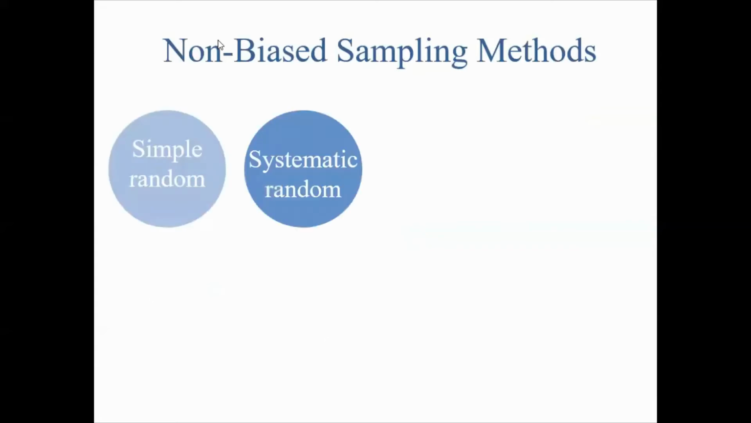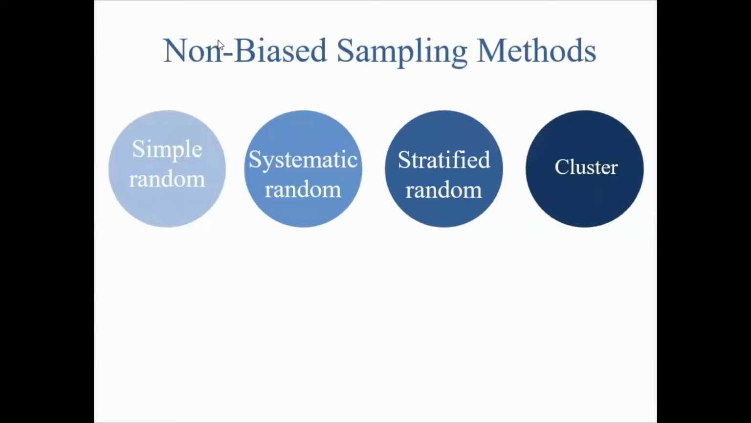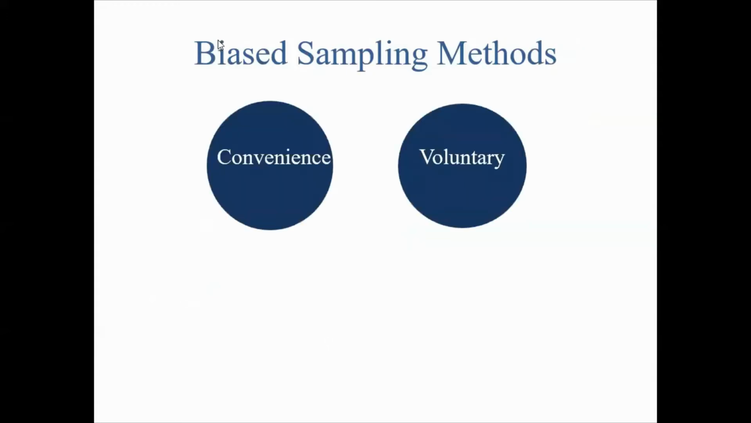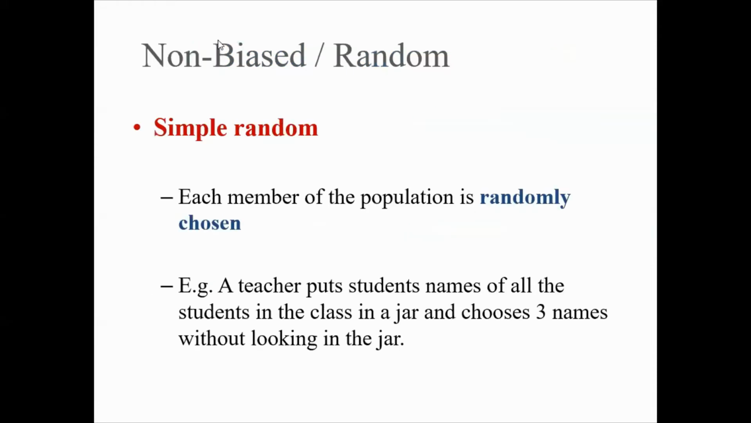So the non-biased sampling methods are the simple random, the systematic random, the stratified random, and the cluster. We're going to look at those soon. You can move along. And the biased, there are two biased sampling methods: the convenience and the voluntary. And we're going to be looking at all of these. Let's go along. So the non-biased, the first one we mentioned was the simple random, where each member of the population is randomly chosen.